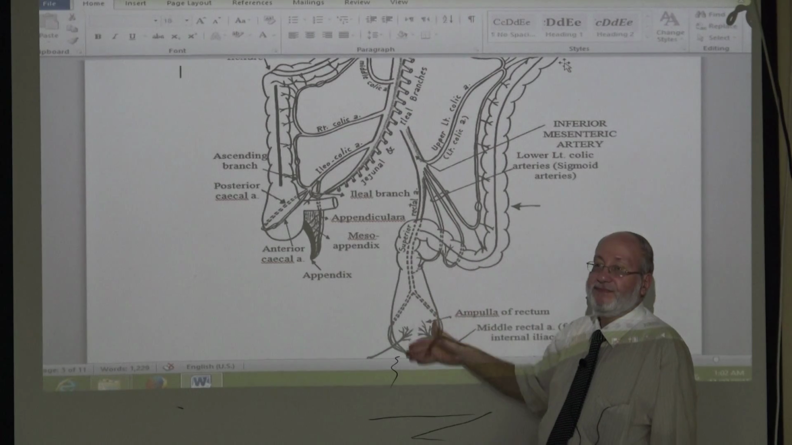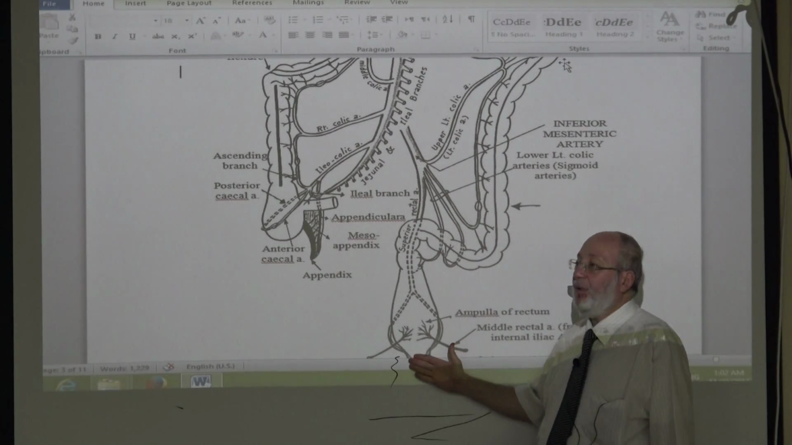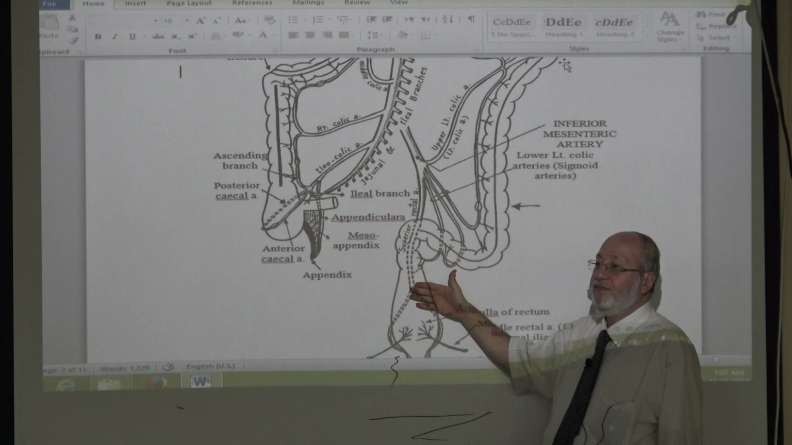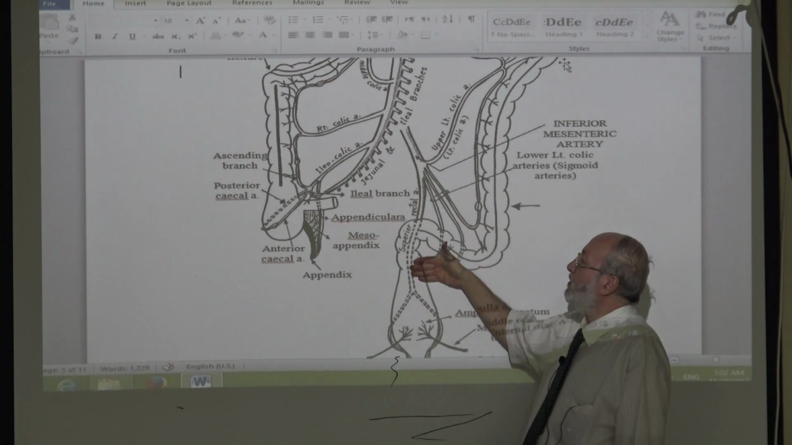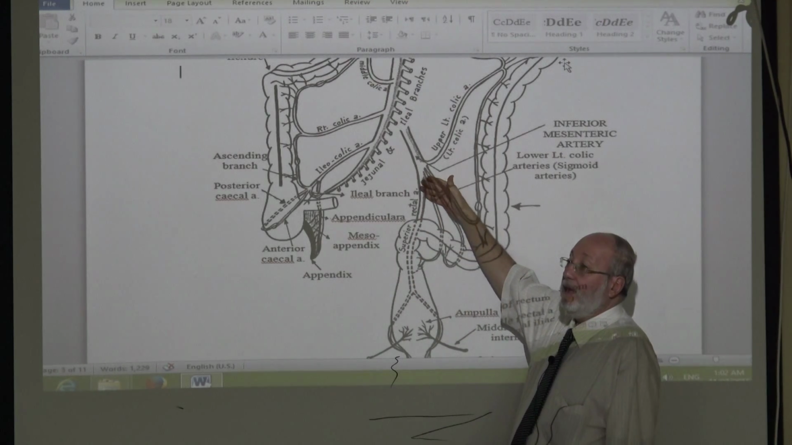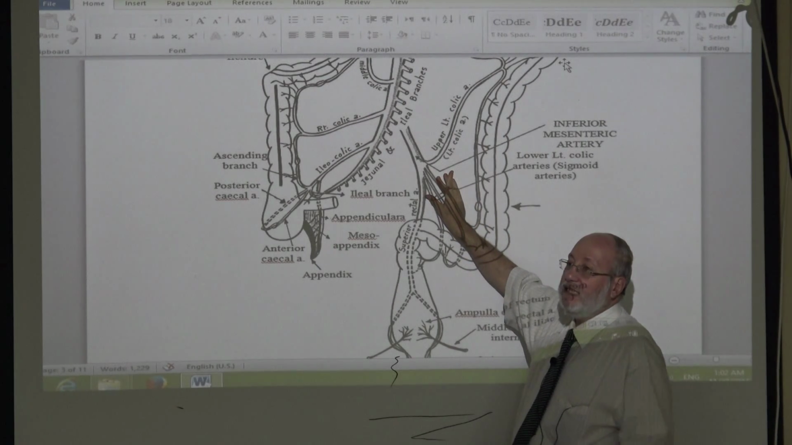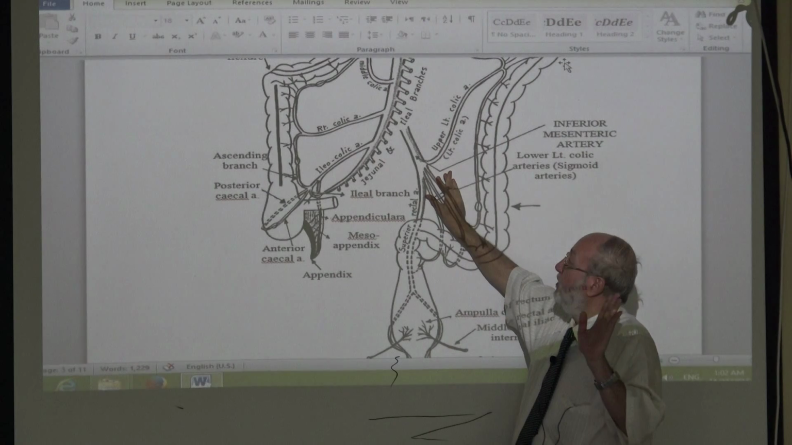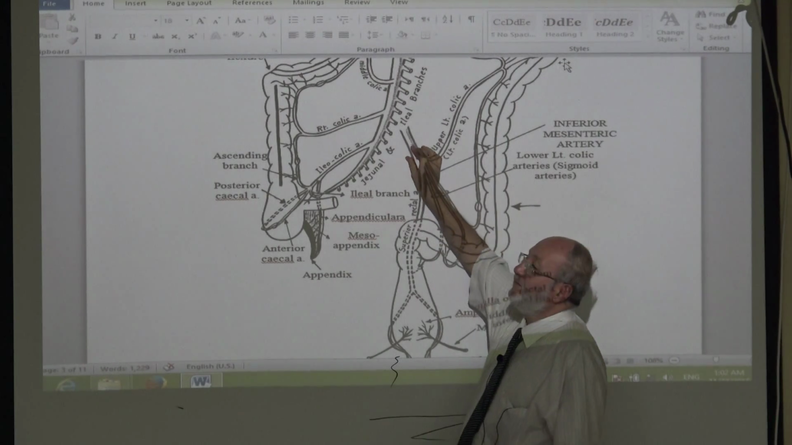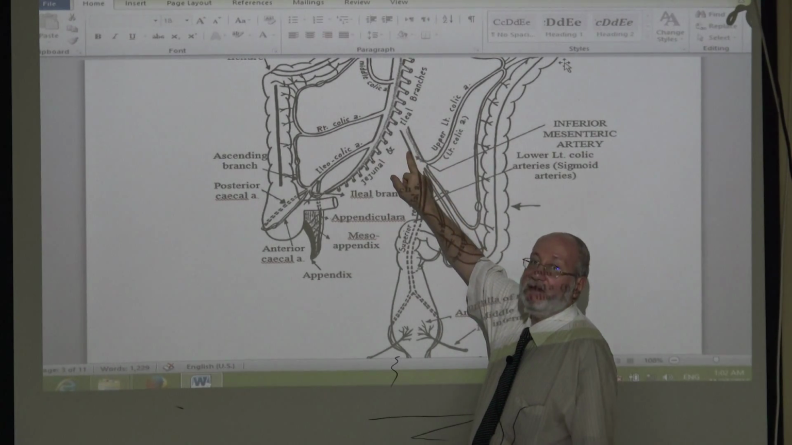Superior rectal vein, draining the upper half of the anal canal and the rectum. Superior rectal vein arises upward, meeting with lower left colic. Then it changes its name from superior rectal to inferior mesenteric vein.